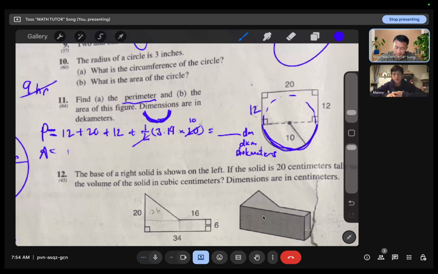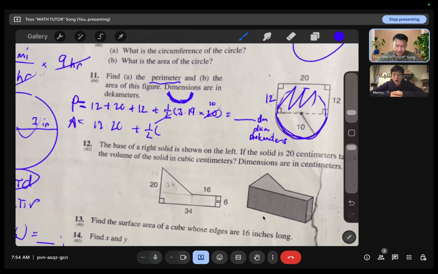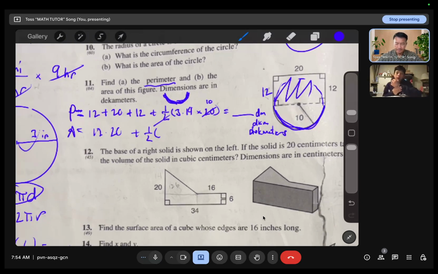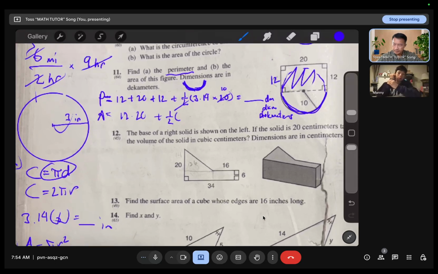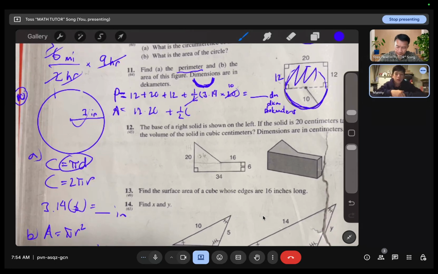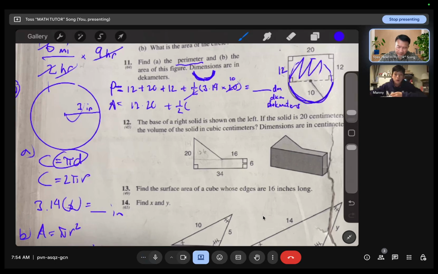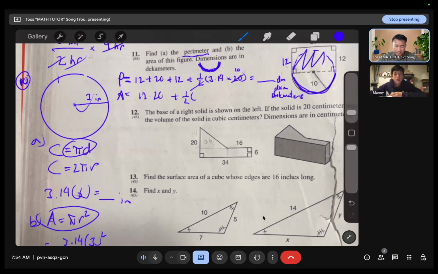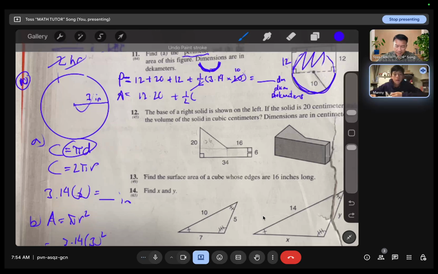Area is going to be 12 times 20 plus, right? You okay with that? That's like the rectangle up on top. 1/2 times what? Times 31.4. Let's break it down. Let's write out. Use the formula, right? For the area, times 10.